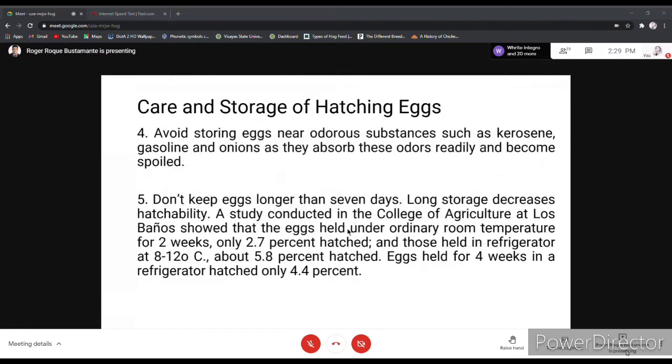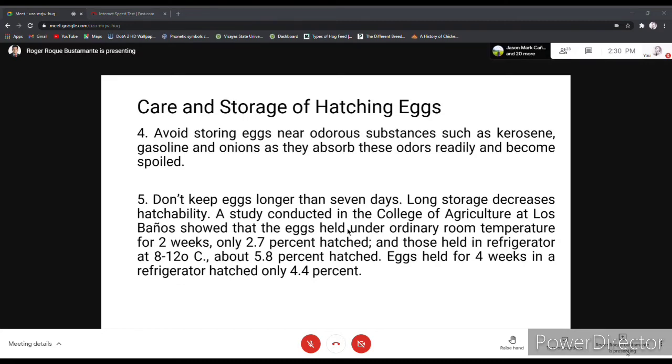So avoid storing eggs near odorous substances such as kerosene, gasoline, onion, as they absorb these odors readily and become spoiled. So avoid odorous substances near your eggs. Don't keep eggs longer than 7 days. As I have said, longer storage decreases hatchability. A study conducted in the College of Agriculture at UP Los Baños showed that eggs held under ordinary room temperature for 2 weeks, only 2.7% hatch.